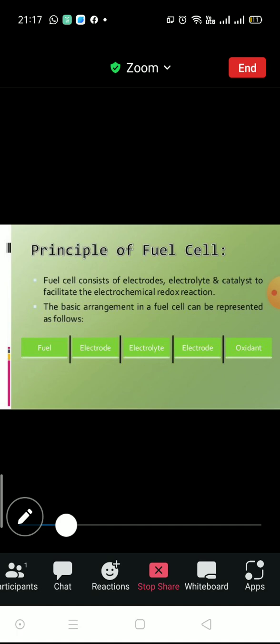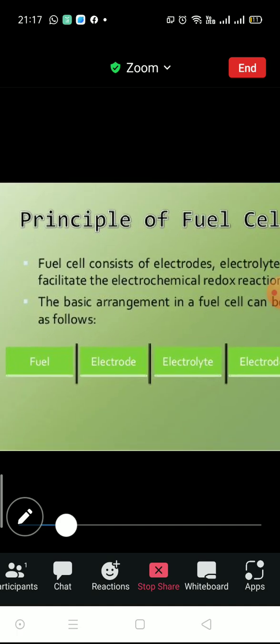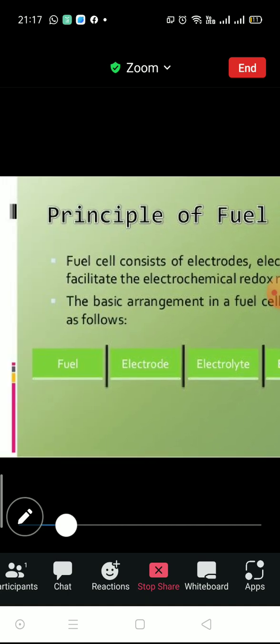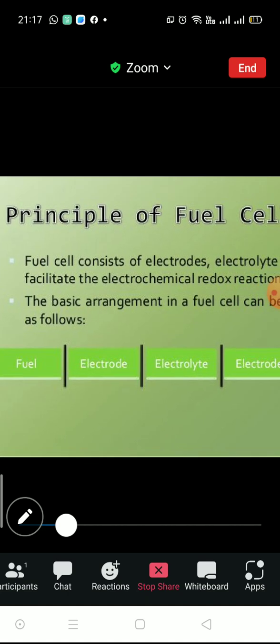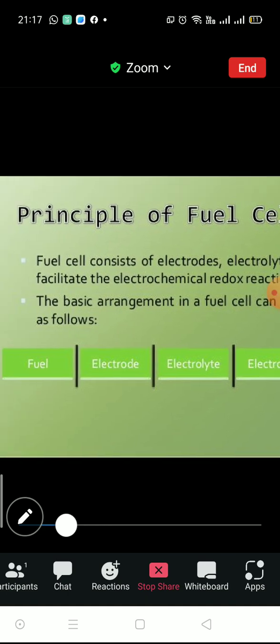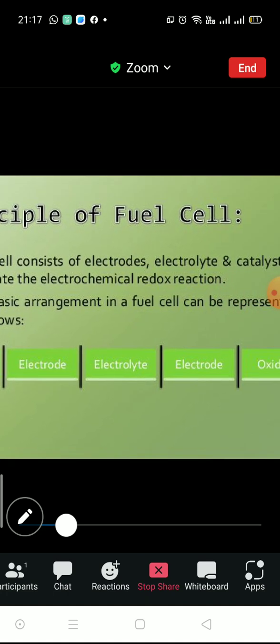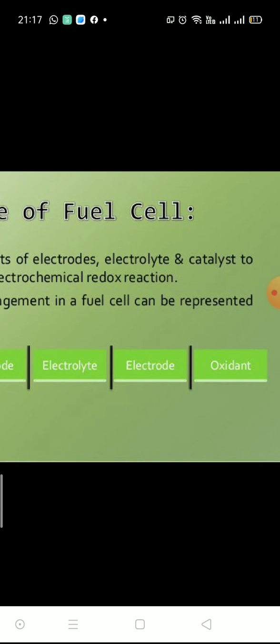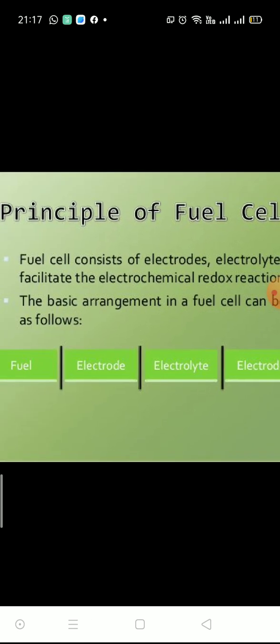What is the principle of fuel cell? So fuel cell consists of electrodes, as in other cells also. It consists of electrodes, electrolytes and catalyst to facilitate the electrochemical redox reaction. The basic arrangement is fuel, then electrode, then electrolyte, then electrode, and then oxidant. So this is the basic arrangement in a fuel cell.